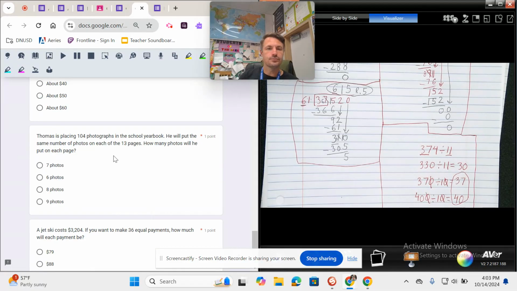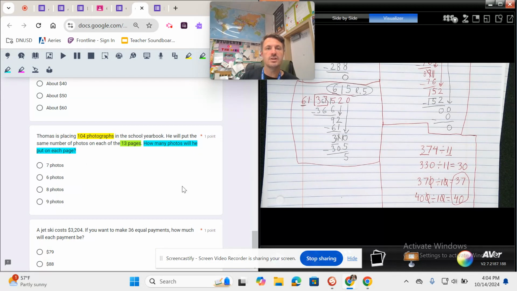Okay, next one. Thomas is placing 104 photographs. You should highlight 104 photographs in a school yearbook. He will put the same number of photos on each of the 13 pages. You should highlight that too. And then here's the question. How many photos will he put on each page?